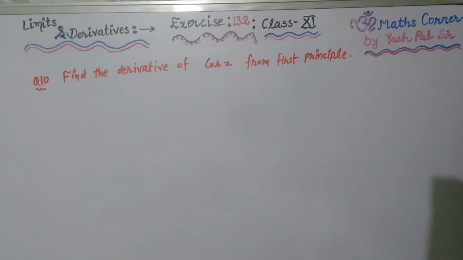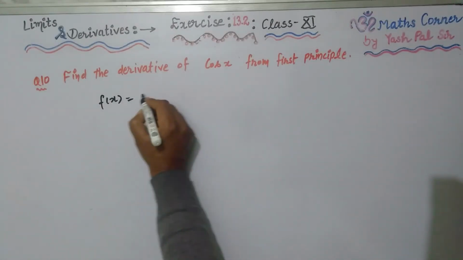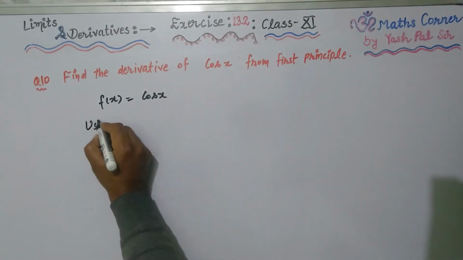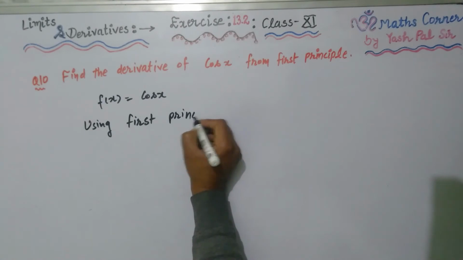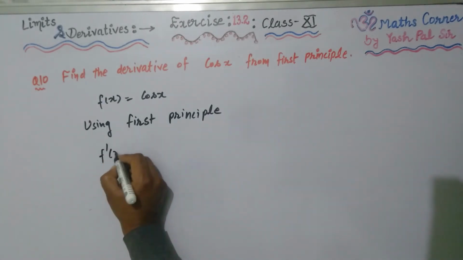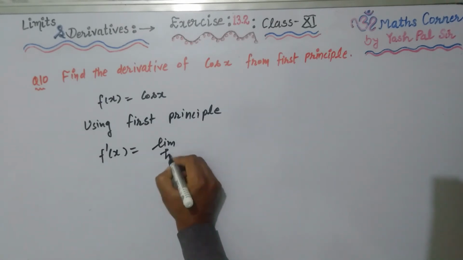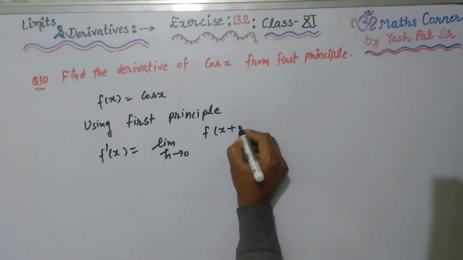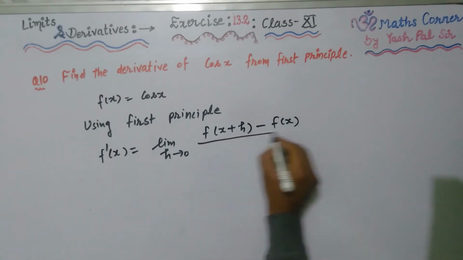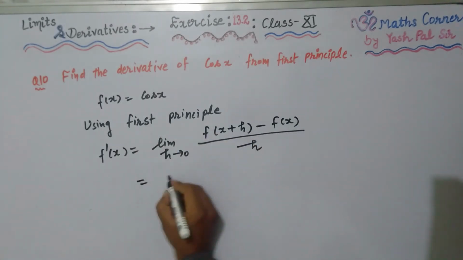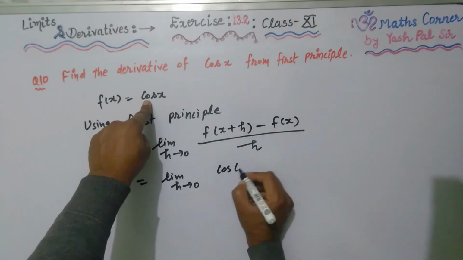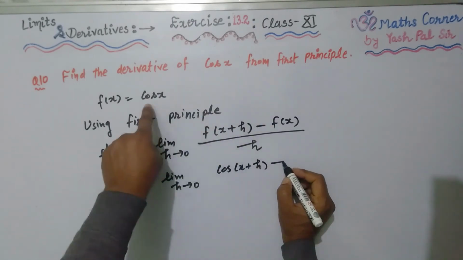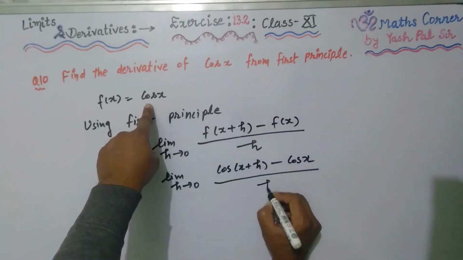Question number 10. Find the derivative of cos of x from first principle. Okay, now what is the function here? F of x is equal to cos of x. Using first principle, f dash x is equal to limit h approaches to 0, f of x plus h minus f of x divide h. This is the first principle. So here, this is limit h approaches to 0, f of x plus h becomes cos of x plus h minus f of x, this is cos of x, divide h, right?